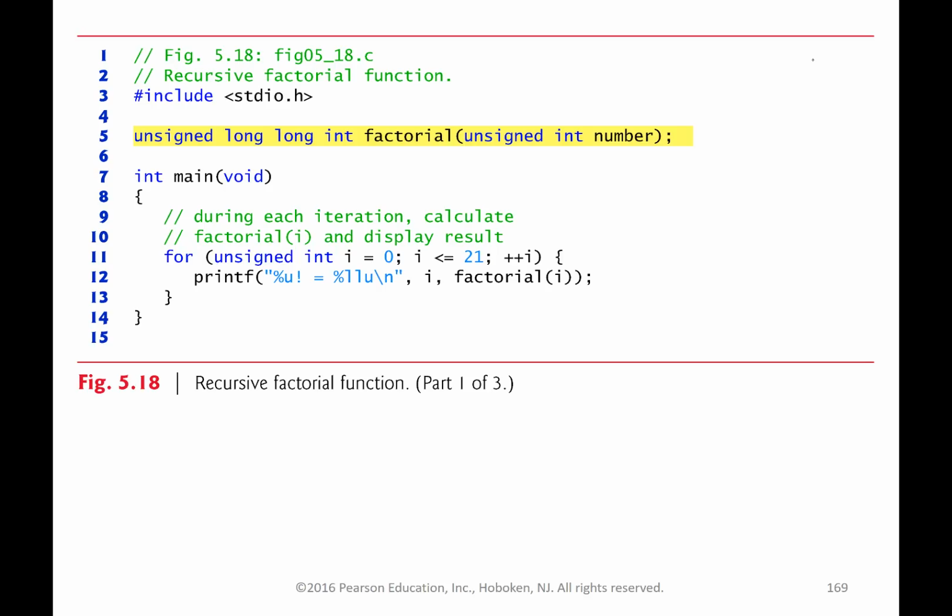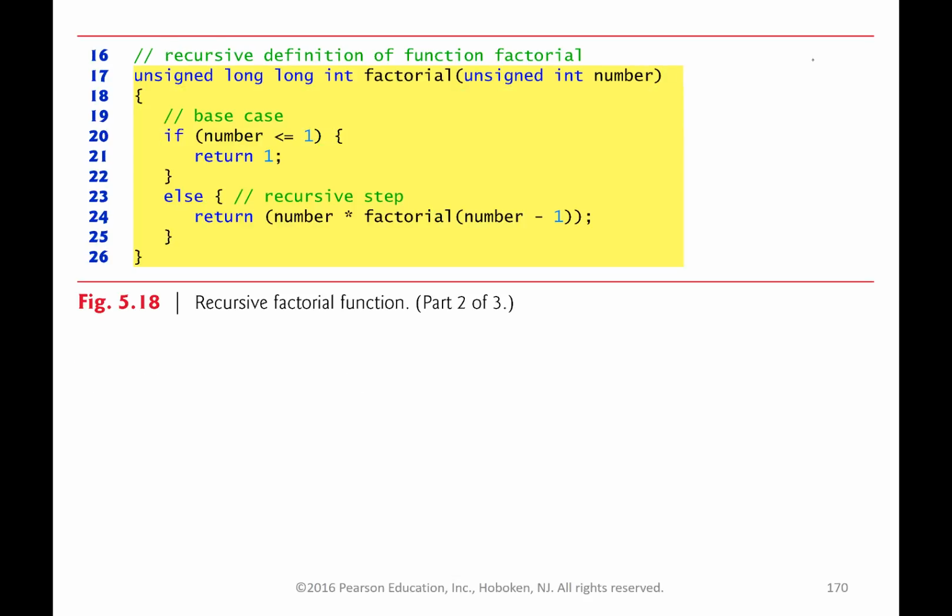Right. So again, this is the same one where for each iteration, we're calling from 0 to 20, 21, factorial I, and here's our factorial I program. It looks exactly like what I did right there. If number is less than or equal to 1, return 1. Otherwise, return number times factorial of number minus 1. So it's, again, the same example as I just did.